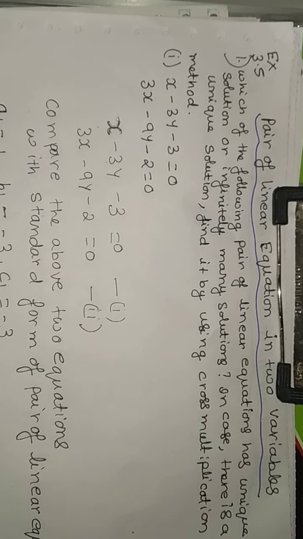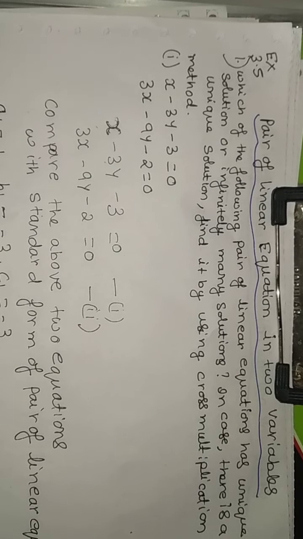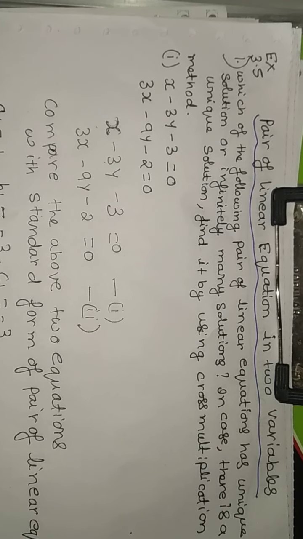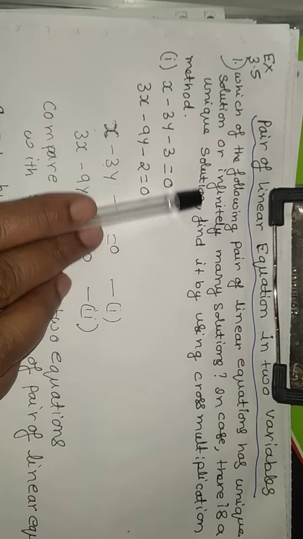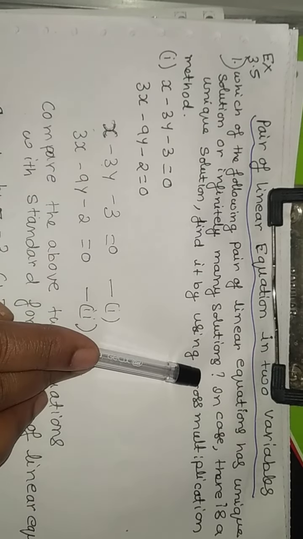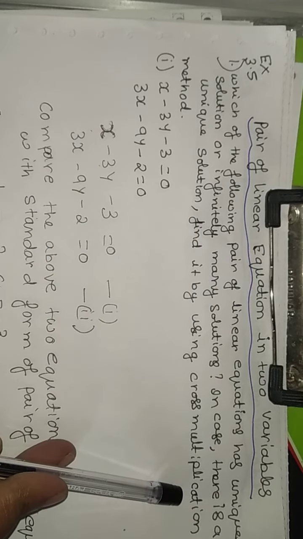Welcome back, students. In this class we study pair of linear equations in two variables, exercise 3.5, problem 1. Here the problem is given as: which of the following pairs of linear equations have a unique solution or infinitely many solutions. In case there is a unique solution, find it by the cross multiplication method.